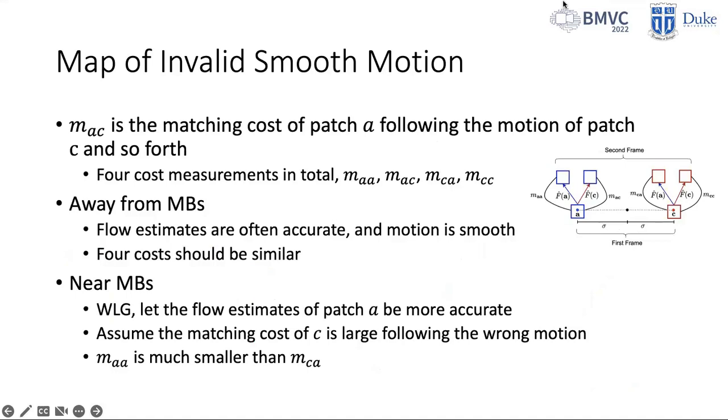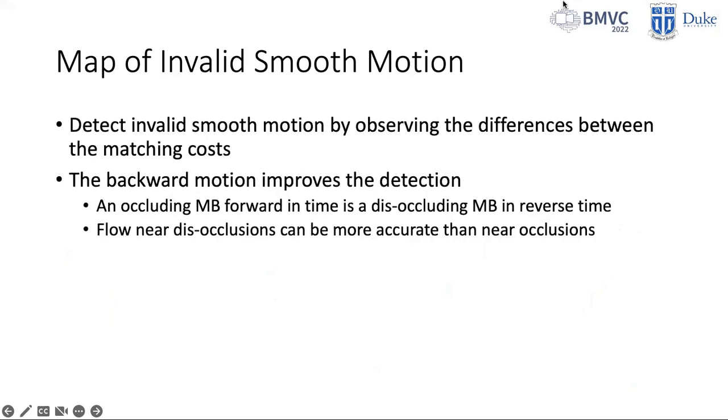Suppose the motion near motion boundary point B is wrongly smooth, and suppose the flow estimate of the blue patch has smaller error. Then the cost of using the blue motion to match the blue patch should be smaller than using the blue motion to match the red patch. For points away from motion boundaries, where the motion should be smooth and the flow estimates are often accurate, the matching cost of using either motion should be small.